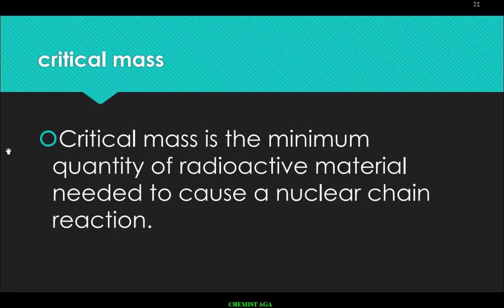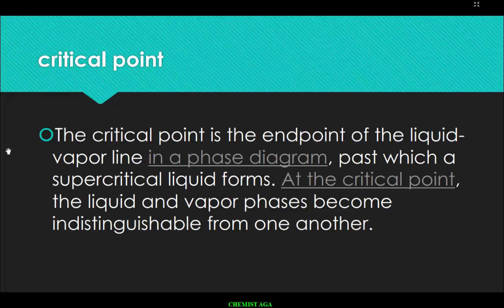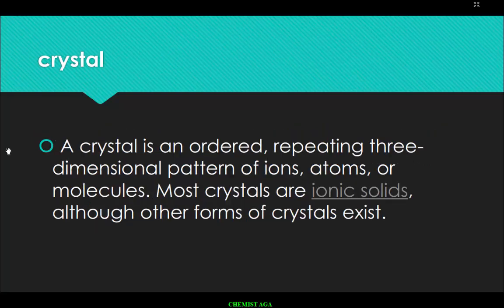Critical mass. Critical mass is the minimum quantity of radioactive material needed to cause a nuclear chain reaction. Critical point. The critical point is the end point of the liquid vapor line in a phase diagram, past which a supercritical liquid forms. At the critical point, the liquid and vapor phases become indistinguishable from one another. Crystal. A crystal is an ordered, repeating three-dimensional pattern of ions, atoms, or molecules.